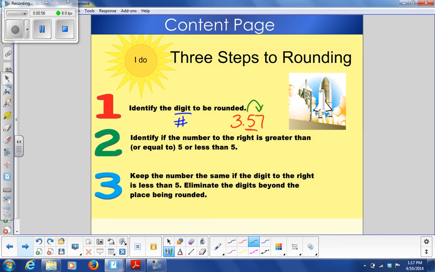Step number 3, if the number to the right, the next door neighbor, is 5 or above, you're going to add 1 to the 10th place. If it is below 5, then you just leave the place alone. So in this case, the 7 is higher than 5, so I'm going to add 1 to my 5, so it would be 3.6.